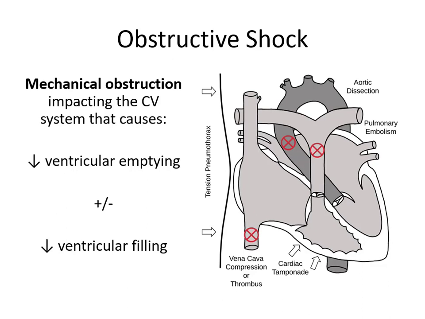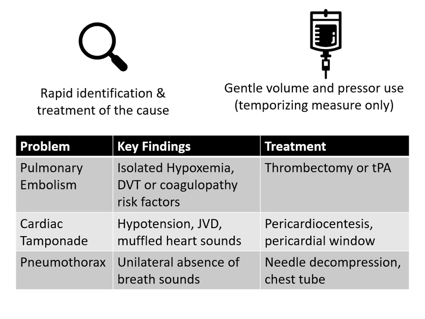Obstructive shock is the result of mechanical obstruction impacting the cardiovascular system that causes decreased ventricular emptying and/or decreased ventricular filling. In this image, I provided several examples of things that may cause obstructive shock. These include tension pneumothorax, vena cava compression or thrombus, cardiac tamponade, pulmonary embolism, and aortic dissection. Treatment emphasizes rapid identification and treatment of the cause. There should be gentle volume and pressor use because this is a temporizing measure only.